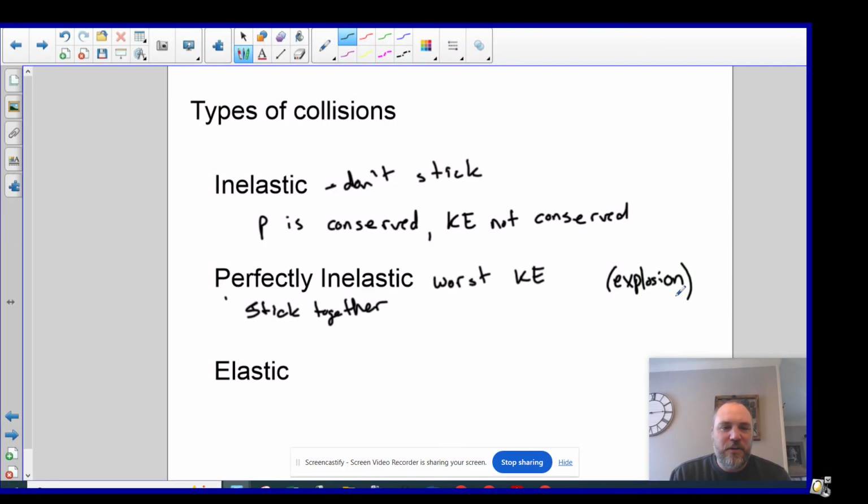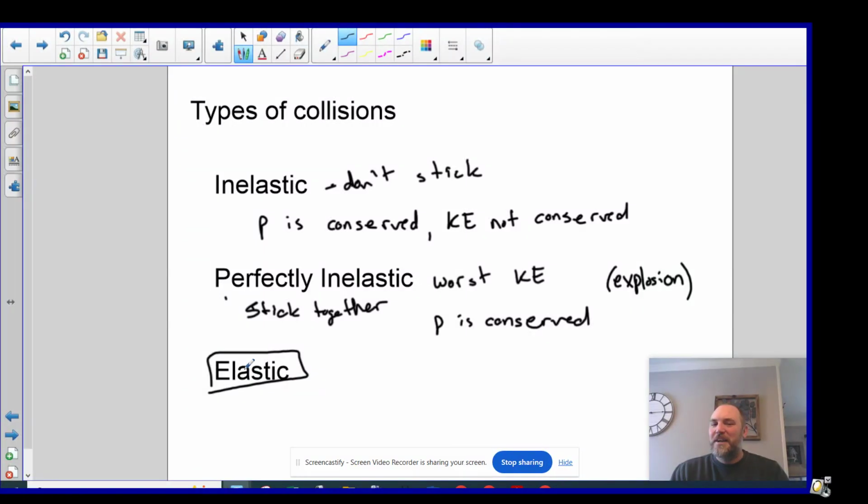So whether it's a perfectly inelastic collision or an explosion, it's really bad for kinetic energy. We know that there's going to be a lot of heat loss. There's mechanical energy turning into thermal, a lot of kinetic friction there. So if they stick together or if it's an explosion, we know that momentum is conserved, but kinetic energy definitely is not conserved. Okay, and the last one is elastic.